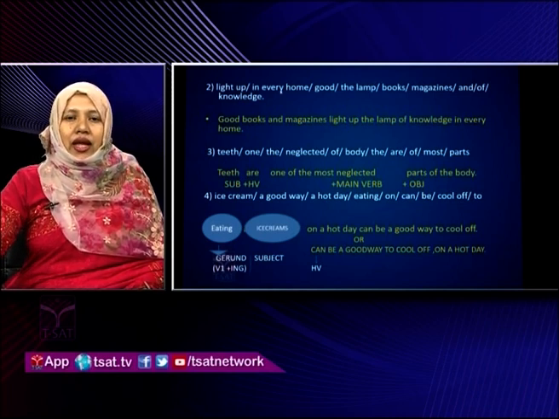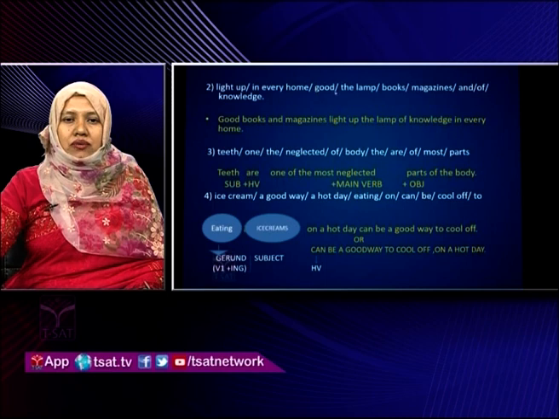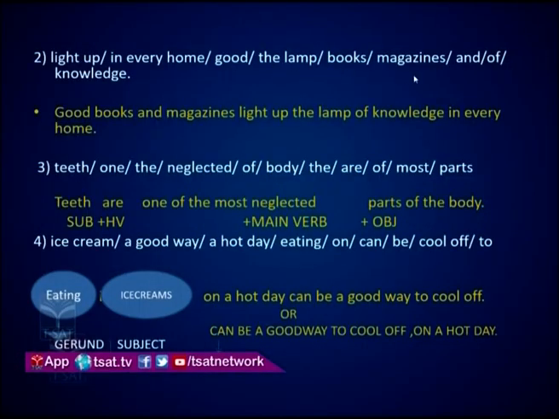Light up, in every home, good, the lamp, books, magazines, and of knowledge. Now this sentence is a jumbled sentence. How many phrases or words are there here? 1, 2, 3, 4, 5, 6, 7, 8, 9. A big sentence is divided into 9 parts. Now you have to arrange it in order. Which word or phrase comes in the beginning? How can the sentence start?